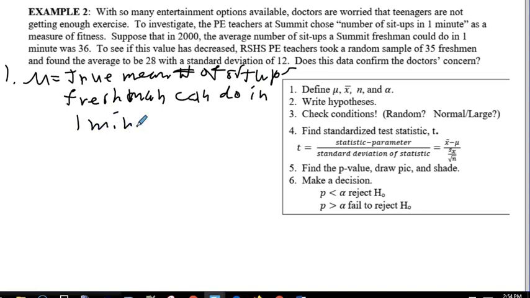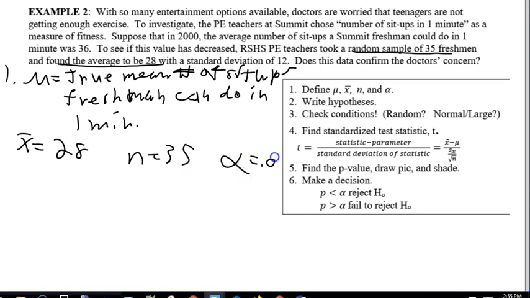Okay? So our mu is what we're looking into: the true mean, the true average number of sit-ups freshmen can do in a minute. My x bar, let's find out where that was. What is the average number? It says the average number was found to be 28. My m, not an n, is the number of students that were chosen: a random sample of 35. Random is important, so it's 35. And then my alpha, which was not stated, we always go with 0.05 in that condition. That's number one. We've done it.